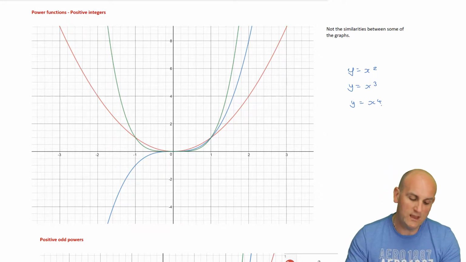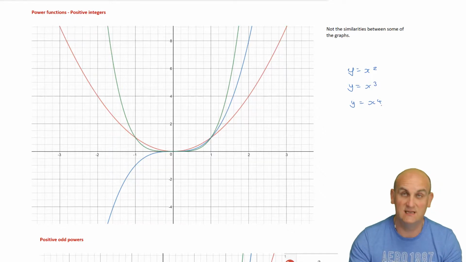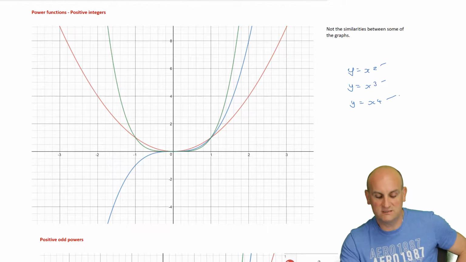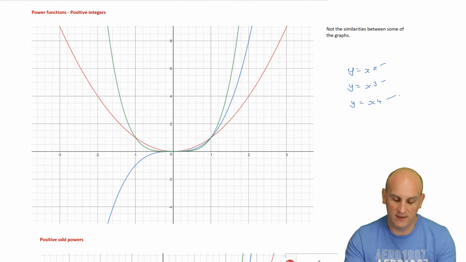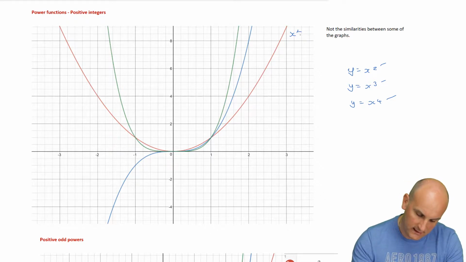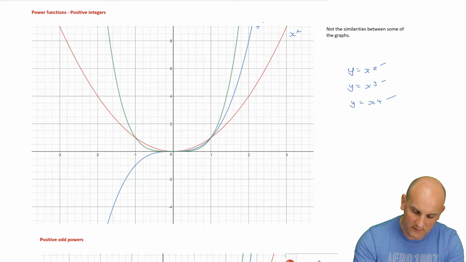Okay, so when we have positive integers, and obviously an integer is a whole number, and as we can see 2, 3 and 4 are all positive, these are the graphs you're going to end up with. Now this one here is y equals x squared. The blue one is y equals x cubed. And the green one is y equals x to the power of 4.